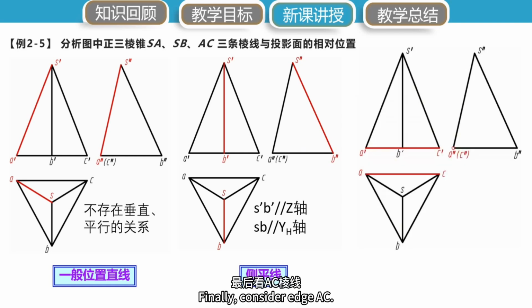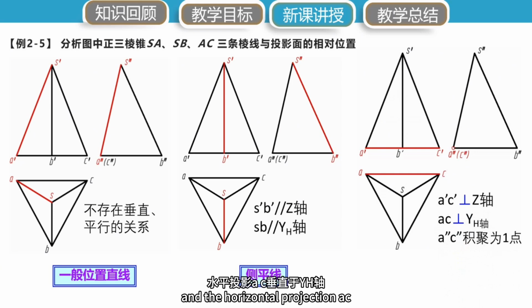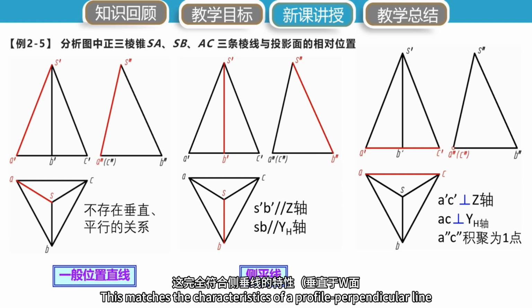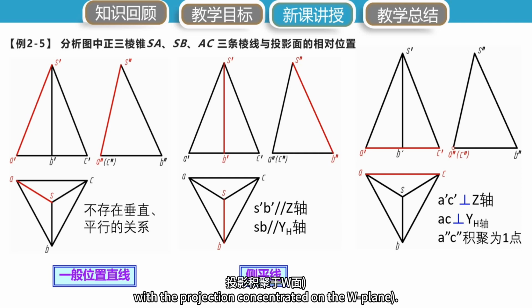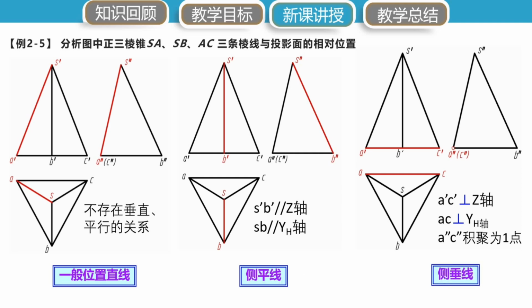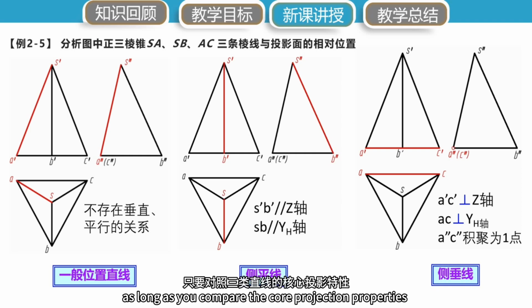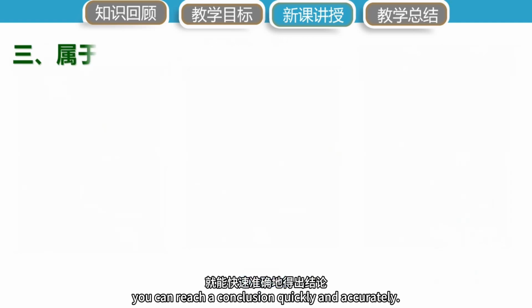Finally, consider edge AC. The frontal projection a'c' is perpendicular to the Z axis, and the horizontal projection ac is perpendicular to the YH axis. Moreover, the profile projection a''c'' concentrates into a single point. This matches the characteristics of a profile perpendicular line, perpendicular to the W plane with the projection concentrated on the W plane. Therefore, AC is a line perpendicular to the W plane. From this example, you can see that, when determining the position of a line, as long as you compare the core projection properties of the three types of lines, you can reach a conclusion quickly and accurately.